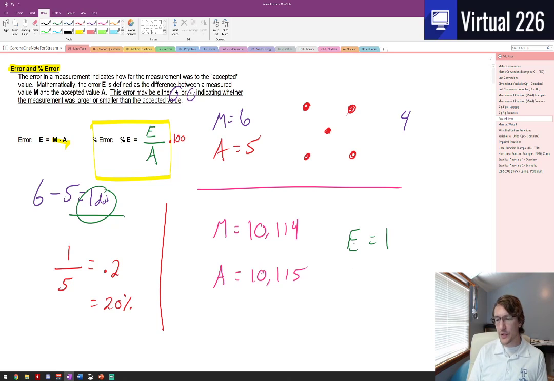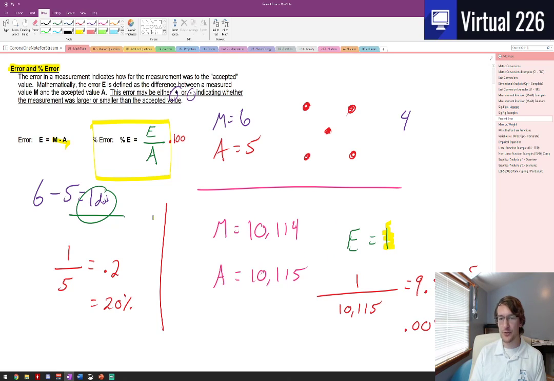Okay. Over here, when we do the same thing, our percent error is 1 divided by 10,115. This is a very small number. 1 divided by 10,115 is going to be 9.8 times 10 to the minus 5. So it's really going to be 0.0098%, right? So it's a very different percent error.